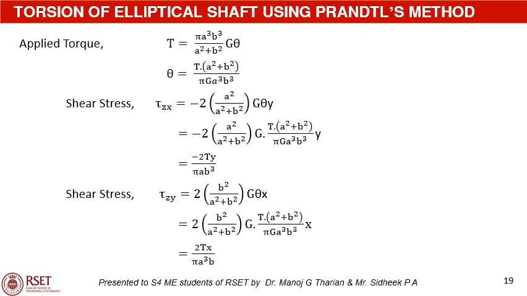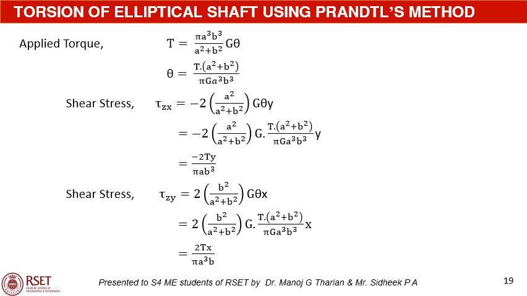Substituting for Ixx and Iyy in the expression for the applied torque, we get torque T = πa³b³/(a² + b²) Gθ, from which we get the angle of twist per unit length θ = T (a² + b²)/(π G a³b³). Now we have already derived the expression for the stress components tau zx and tau zy.